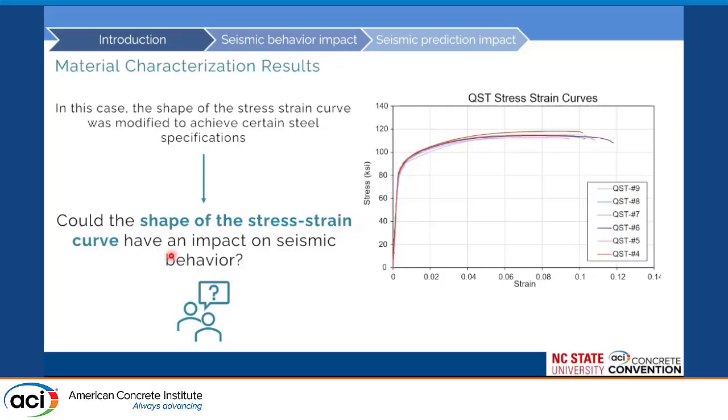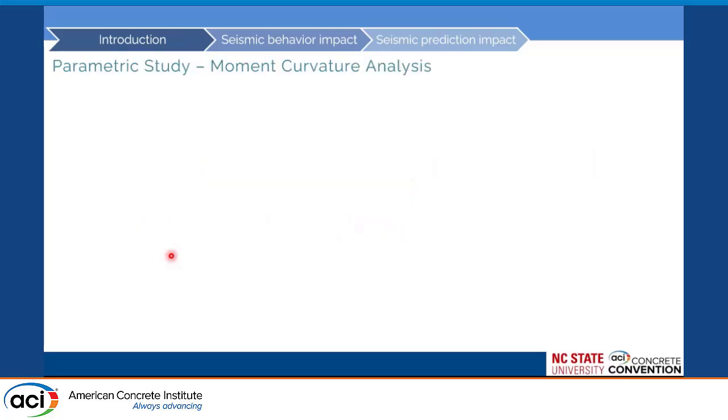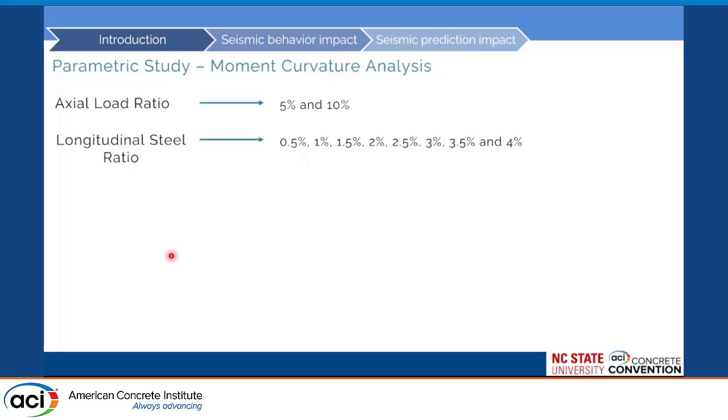Would the shape of the stress strain curve have an effect on my seismic behavior? To evaluate that, I conducted a parametric study, and the two parameters that I changed were the axial load ratio of my columns. I did both 5% and 10% axial load, but also changed longitudinal steel ratio, increasing by 0.5% from 0.5 to 4%.